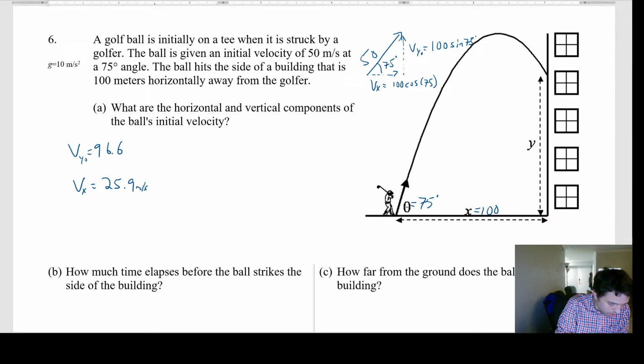All right, so 50. So it should be half that, right? So it's 50 sine 75. 48.3. My bad. 48.3, and it should be half this, right? So 12.45. Or no, that's not right. Yeah, 12.45. All right. 50 cosine of 75. 12.9. Okay. Tried to do it in my head, but I couldn't. I failed. All right, 12.9. Sorry about that. Okay.